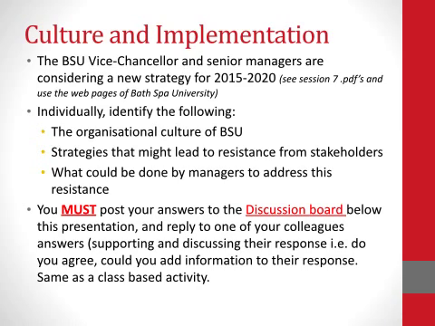So individually, identify, meaning find out, the following: the organisational culture of Bath Spa University, strategies that might lead to resistance from stakeholders, staff, managers, students, suppliers, senior people in the organisation, parents, anybody with a valid interest, a stakeholder. What could be done by managers to address this resistance? So the driving forces in Lewin's model would be very interesting here.